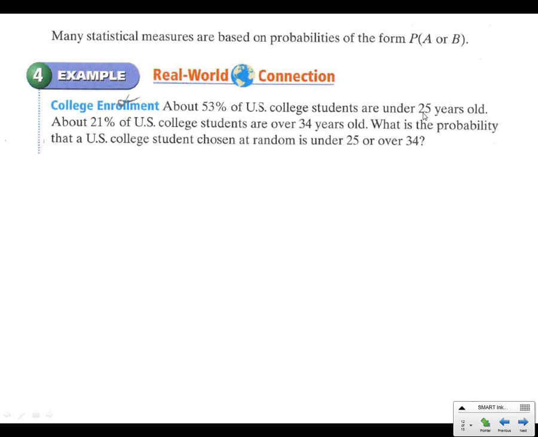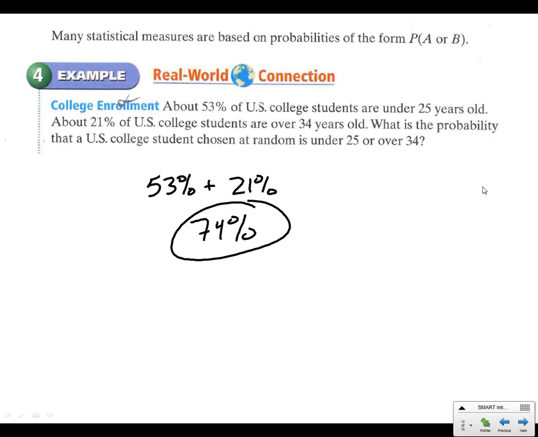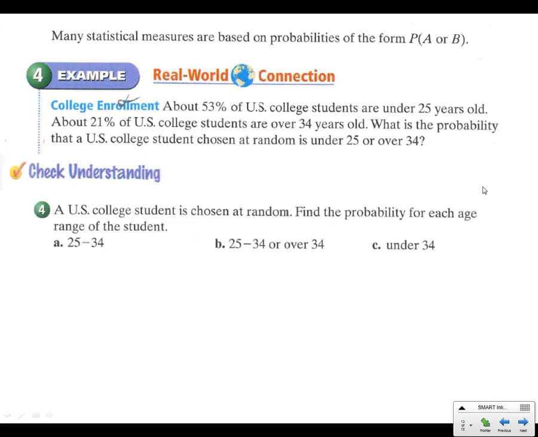53% of U.S. college students are under 25. 21% are over 34. What's the probability that you're either under 25 or over 34? Can you be under 25 and over 34 at the same time? No, you cannot. Those are mutually exclusive, so we're going to add these together. 53 plus 21%, 74% of the population is either under 25 or over 34. So, see if you can answer understanding check number 4.